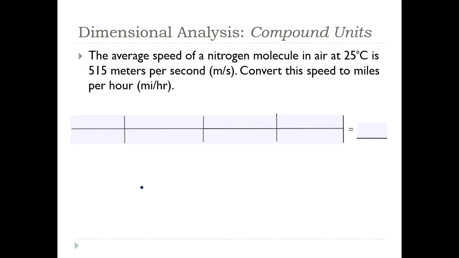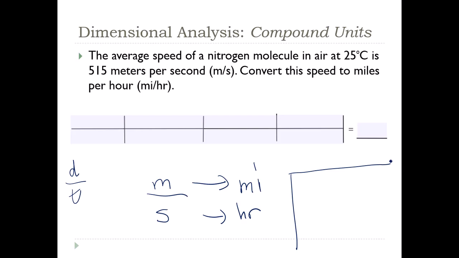And so let's say we're given a problem like this. The average speed of a nitrogen molecule in air at 25 degrees Celsius is 515 meters per second. Convert this speed to miles per hour. We have meters, so that's distance. Speed is equal to distance over time, so meters, and we want to convert that to miles. And we have seconds, which we want to convert to hours.